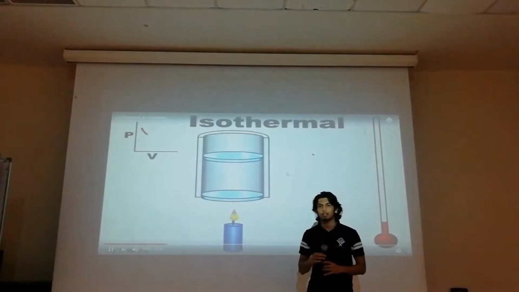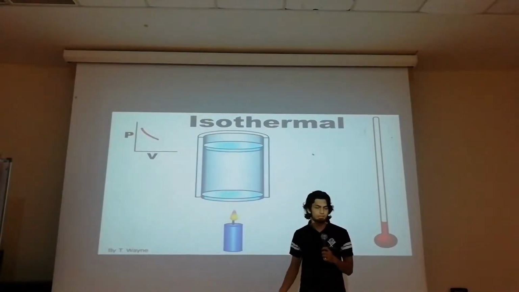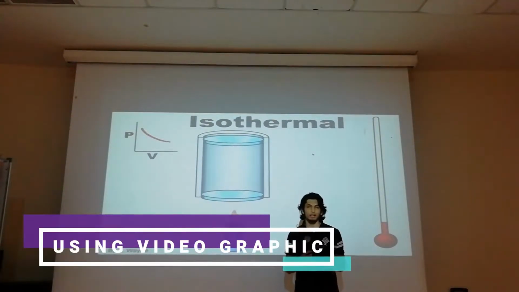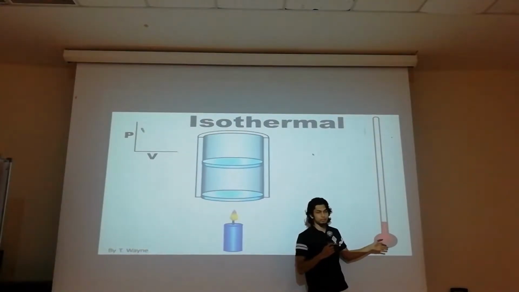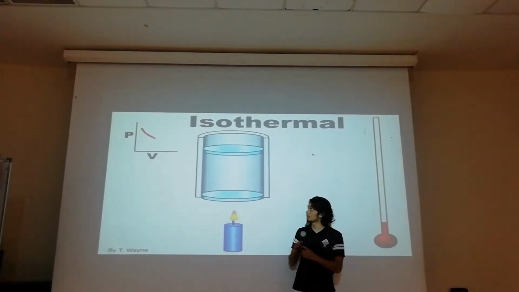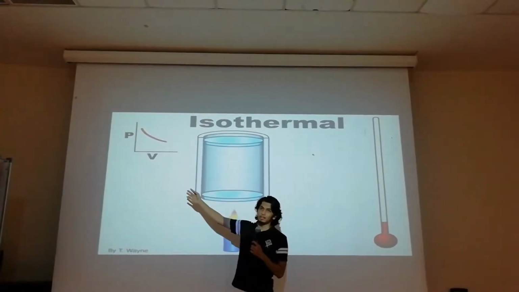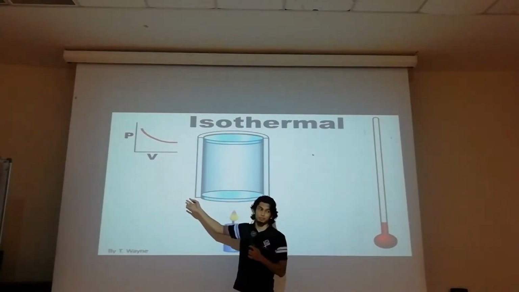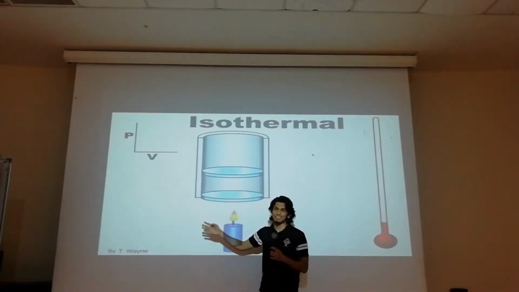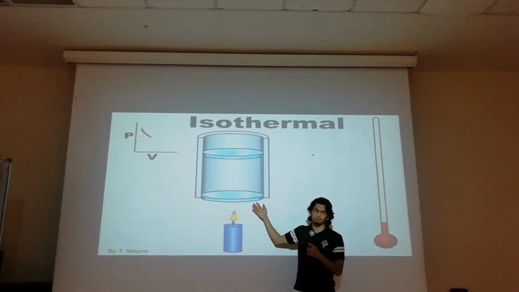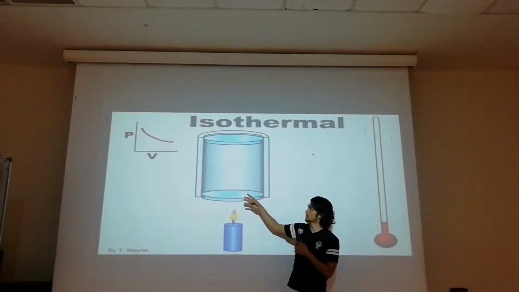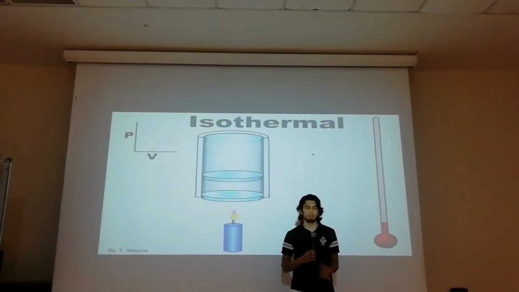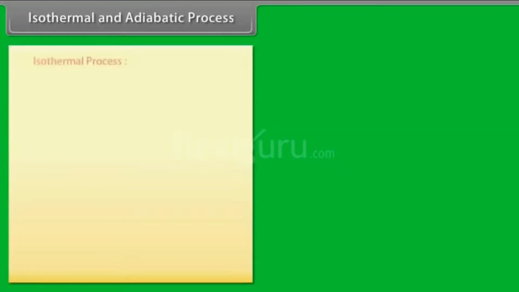This is the illustration of the isothermal process. As we can see from this figure, the temperature remains constant, and in the PV diagram, pressure and volume are inversely proportional to each other. So in this figure of the isothermal process, the volume and the pressure change while the temperature remains the same. Thank you.